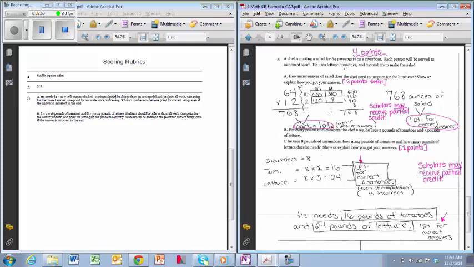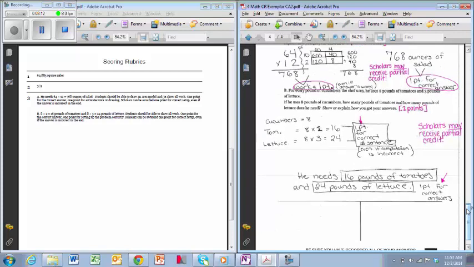Just showing their work and setting it up correctly, 64 times 12, should be awarded 1 point, even if the answer is wrong. They will receive the 2nd point for the correct answer, 768, for a total of 2 points. You can award partial credit, so if they set this up correctly but they multiply wrong, it is worth 1 point.